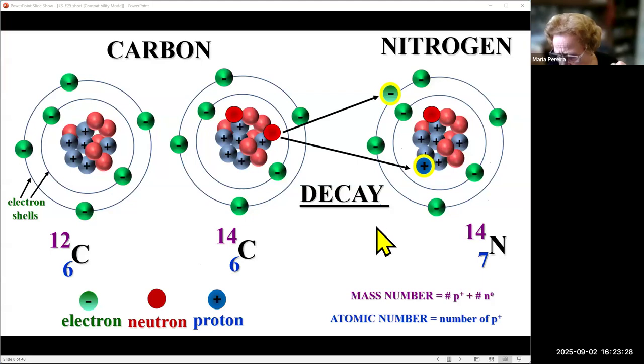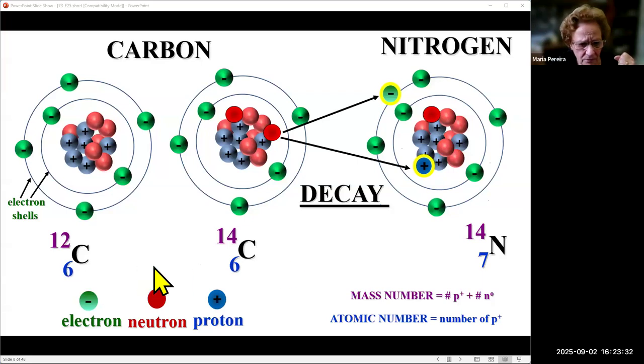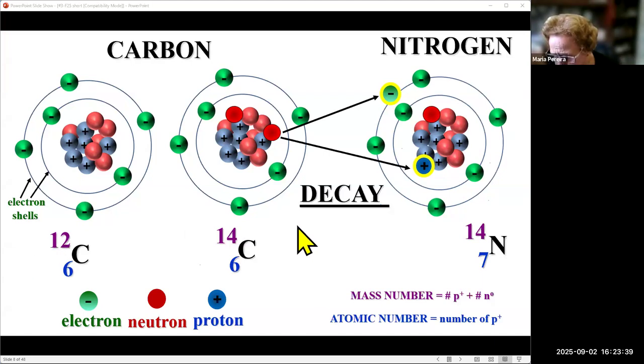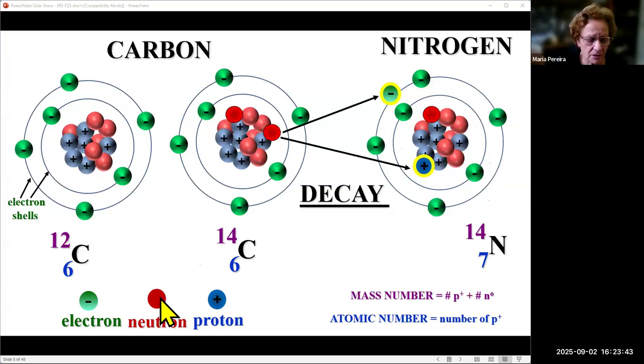So the one in blue are the mass numbers. No, that's the atomic number. The mass number is in purple. Oh, you mean the circles. The red is the neutron and the blue is the proton.